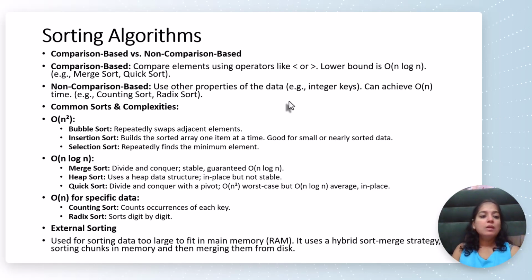The complexities: bubble sort, insertion sort, and selection sort have a complexity of big O of n squared, which is quadratic. Sorry, which is quadratic. It is a little bit complex and costly, I will say. Big O of n log n is merge sort, heap sort, and quick sort. So these are good. And then counting sort and radix sort take big O of n time.